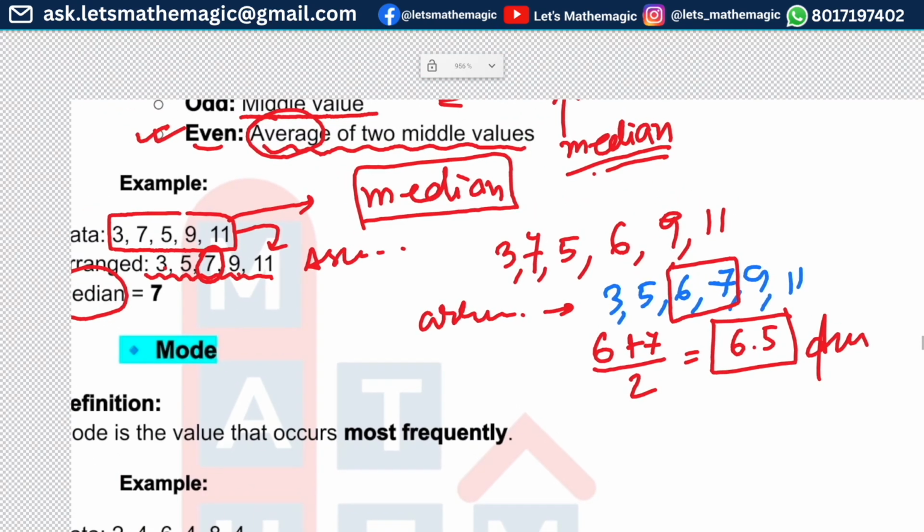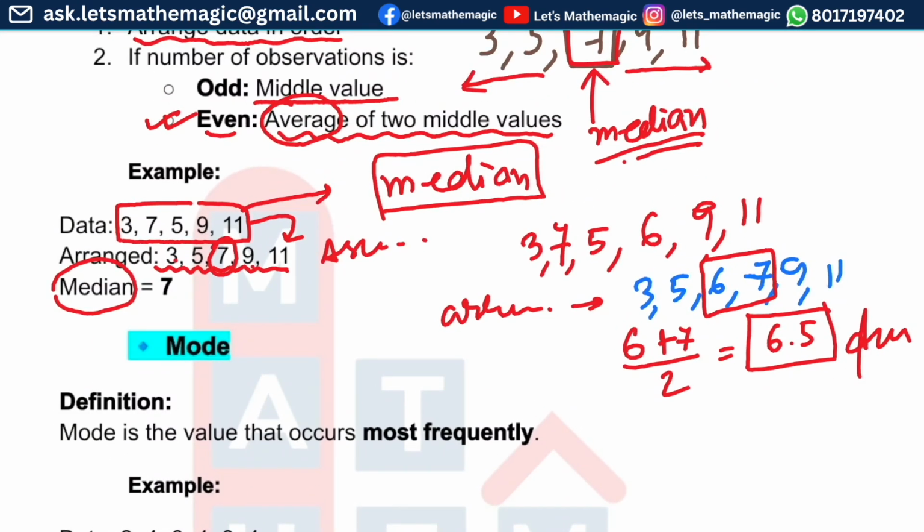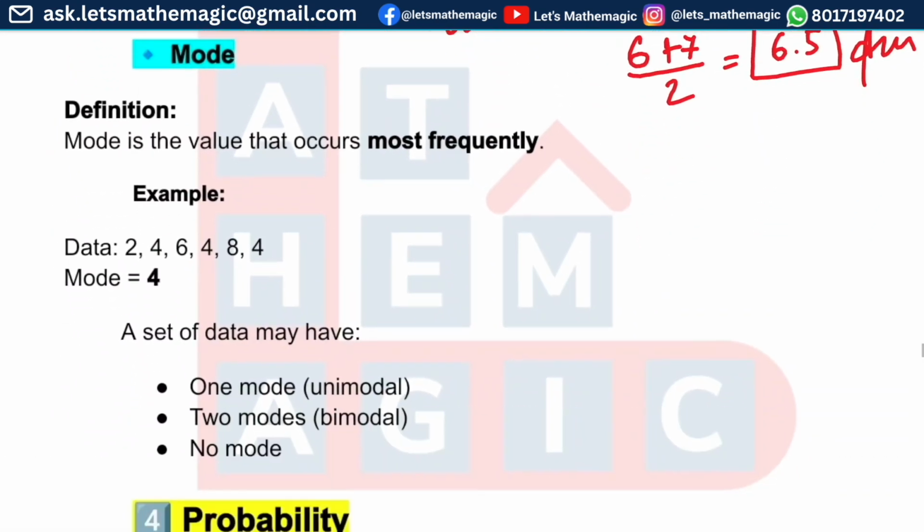Alright. So I've shown you both of the examples of how we can find out median, whether the number of observations is odd or even. Clear? Now the next is mode. How we can find out mode?